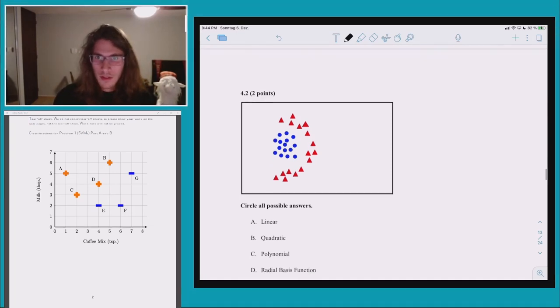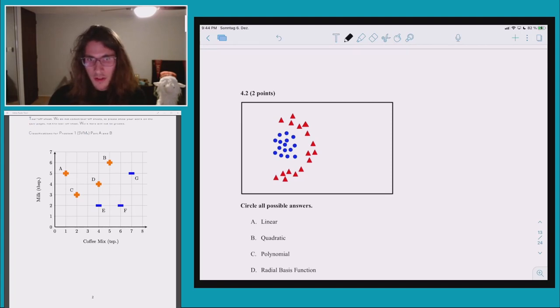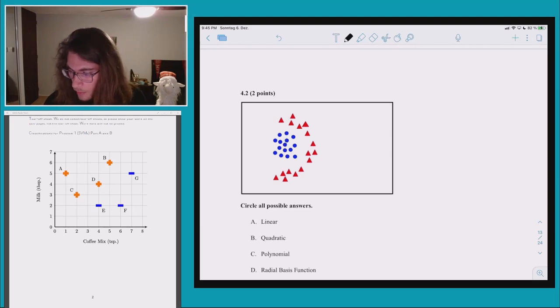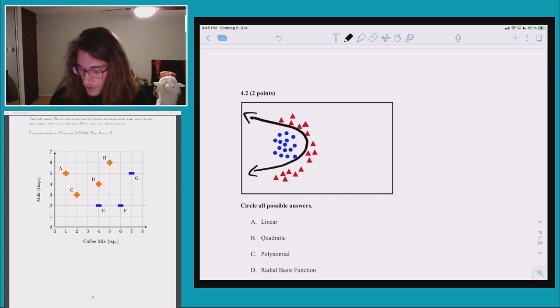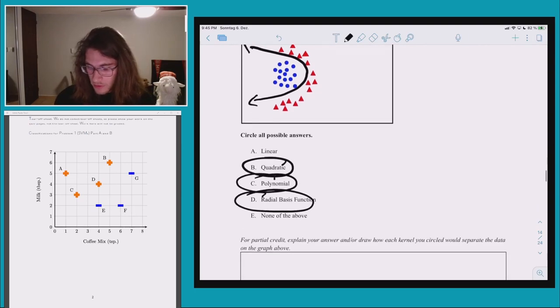Okay, let's see. Now I have this data set, and I can't separate it with a line anymore, but I could draw a parabola here. And a parabola can be drawn by a quadratic kernel. So a quadratic kernel is capable of separating this, which means also a polynomial and the radial basis function kernel.